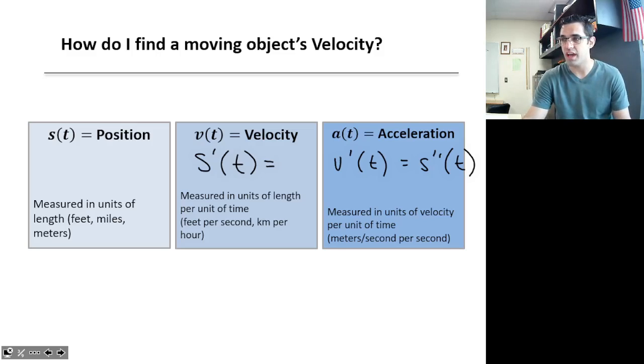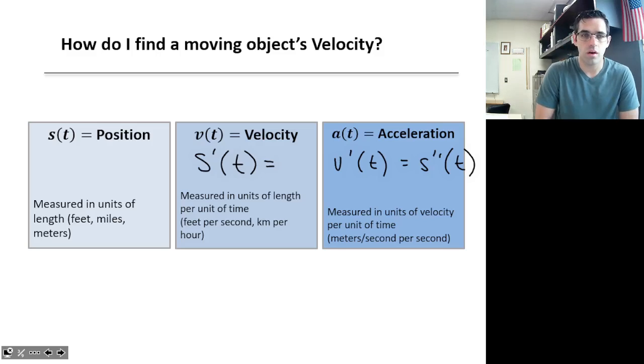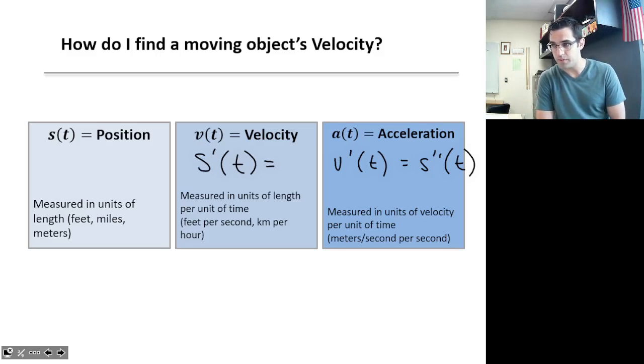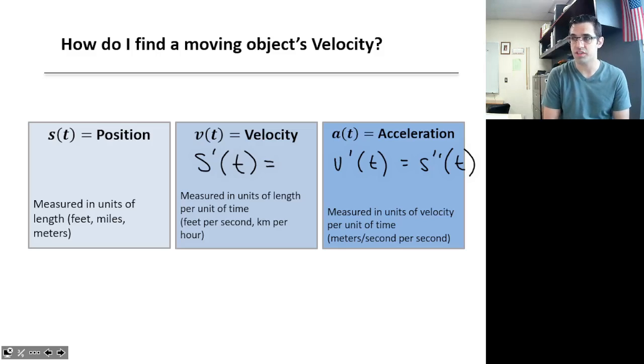Velocity is measured as change in position over change in time. Which, if you think about that, that lines up with our definition of derivatives. How does a function change over the next value of an independent variable, which is usually time? And so we could say the derivative of our position function, or s prime of t, is equal to velocity. Velocity is measured in units of length per unit of time, so feet per second, kilometers per hour, that kind of stuff.